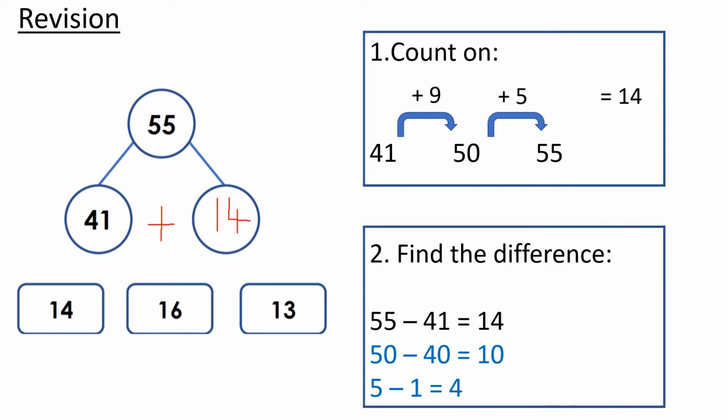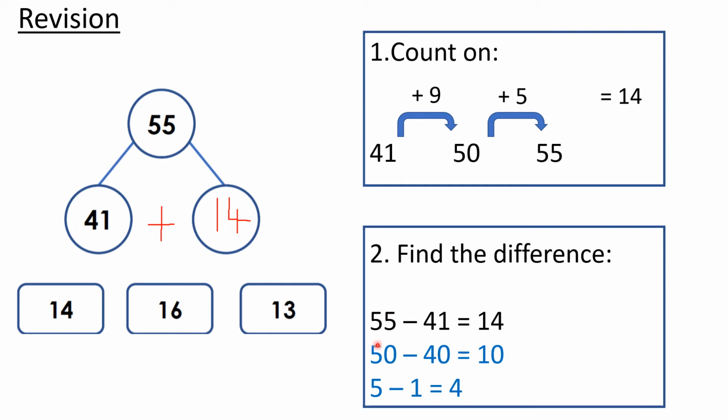The second way I could have found that missing part would be by finding the difference. This time, instead of counting on and using addition, I could use subtraction, and I have used it down here. This time I did 55, the whole number, subtract 41. Now I'm subtracting two-digit numbers. So I could have used the column method, which I know lots of you really like to use when you're adding or taking away two-digit numbers. But instead, I decided to partition my numbers into tens and ones.